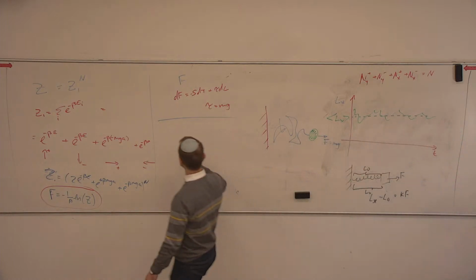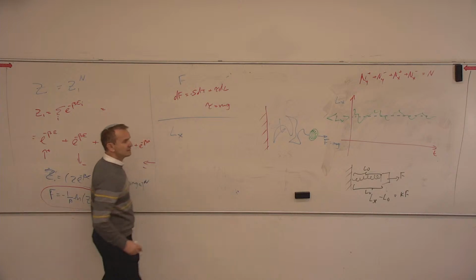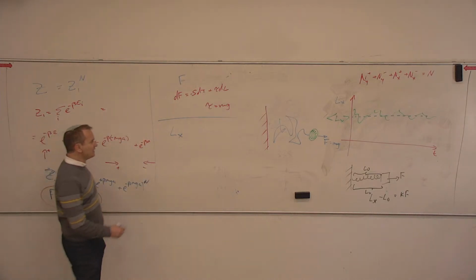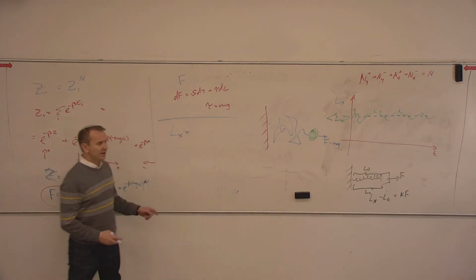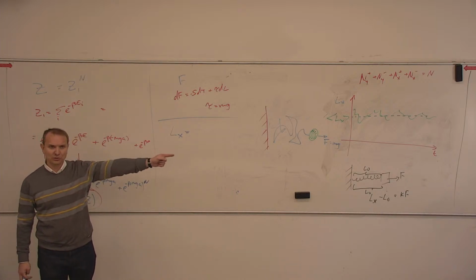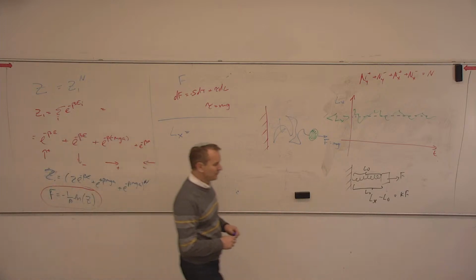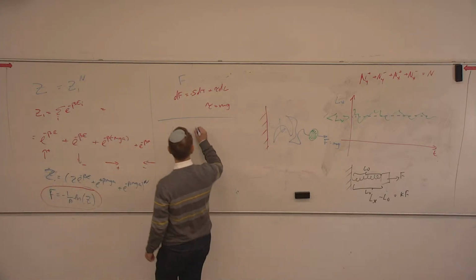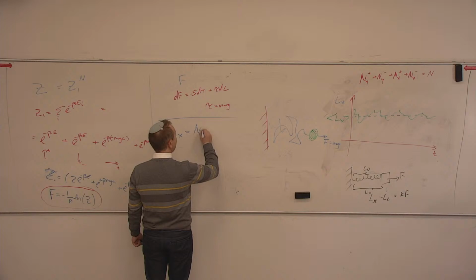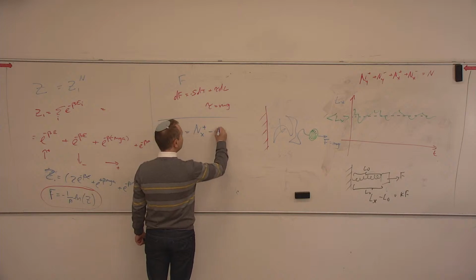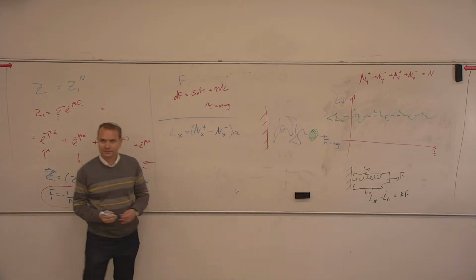Now, what is the length of the system? What is Lx? So Lx, I only care about the particles that are pointing to the left and the particles that are going to the right. Okay, so Lx is going to be nx plus minus nx minus multiplied by a.